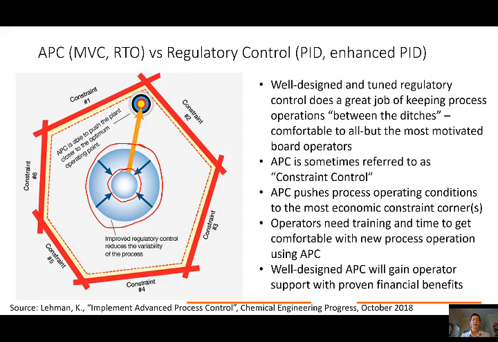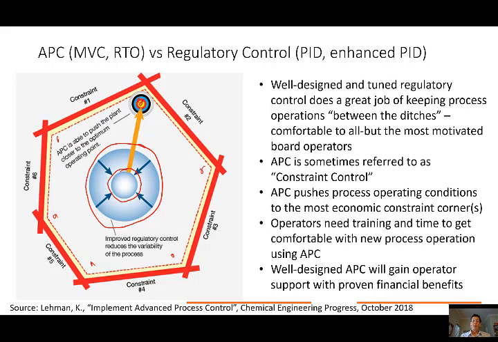But you're still just between the ditches, and the most economic point may be one of the corners of this picture of constraints, process constraints, two-dimensional. With multiple constraints like this, it would be whatever the dimensions are of the number of constraints there are. So advanced process control is sometimes referred to as constraint control. And it pushes process operating conditions to the most economic constraint corner or corners.